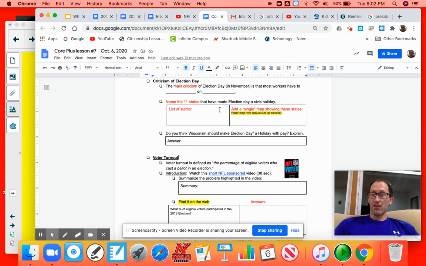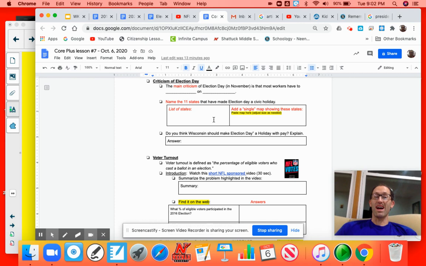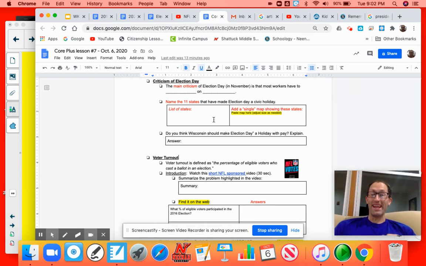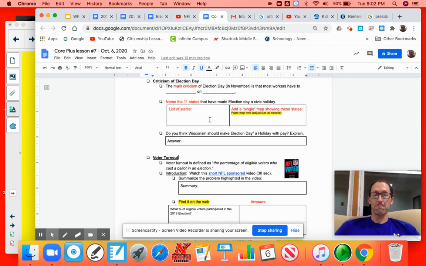11 states in the United States actually make Election Day a civic holiday, which provides an opportunity for people in those states to go out and vote. And sometimes those people get paid to do that. I think that's awesome because it's helping people practice their civic responsibilities.